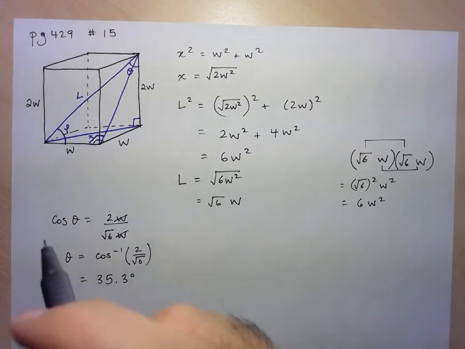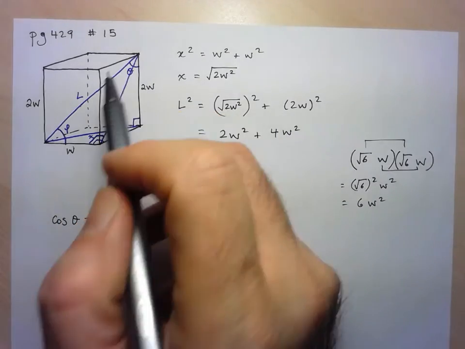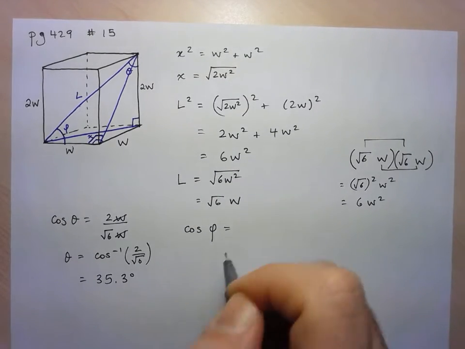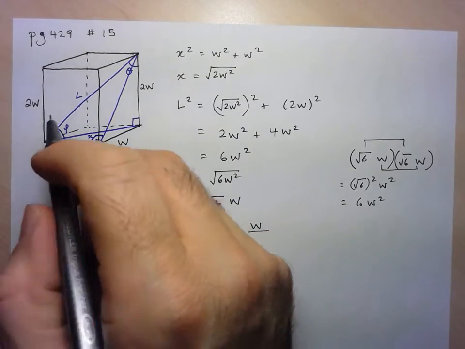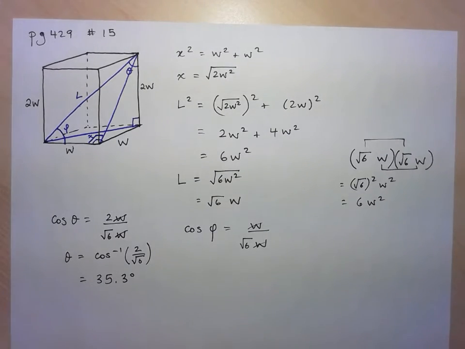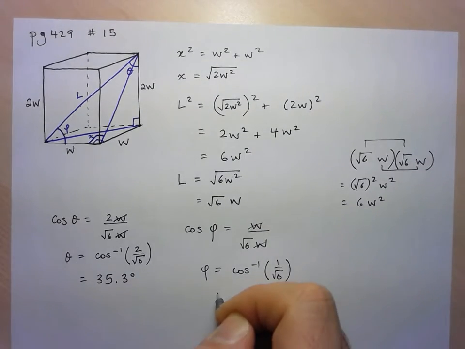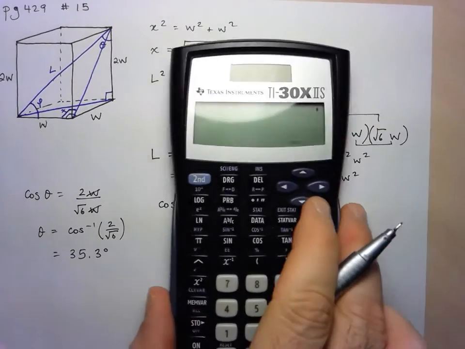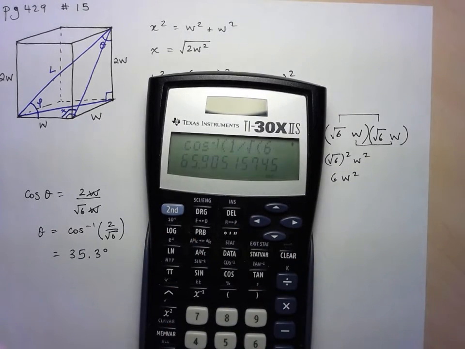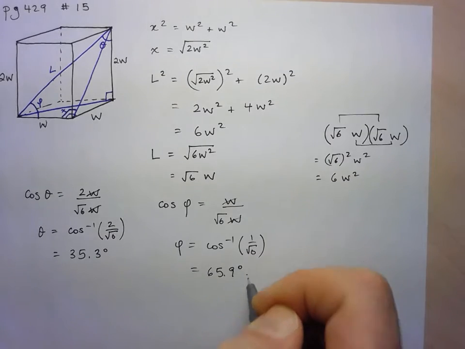If I want to find that, I see that W is again adjacent to phi, and L is the hypotenuse of this triangle, so I can again use cosine. Cosine of phi is equal to the adjacent side, which is W, over the hypotenuse, which is L, which is root 6 times W. And look what happens yet again. The W's reduce, so phi is just equal to cos inverse of 1 over root 6. Let's get an answer for that. Cos inverse of 1 divided by square root of 6 is equal to 65.9, so 65.9 degrees. And there we have it.